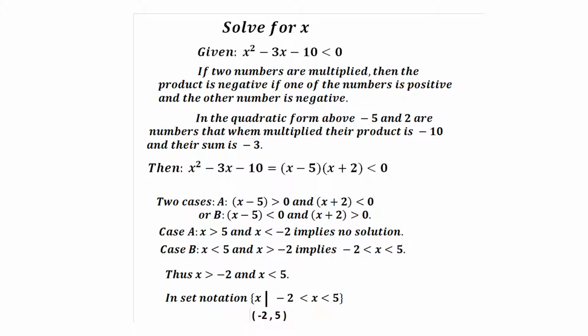Now, case B. Let's take x minus 5 less than 0, or x is less than 5, and x plus 2 greater than 0, or x is greater than -2. So x could be greater than -2, and at the same time x is less than 5. And that would imply -2 is less than x is less than 5. So in set notation, it's the set of x's such that -2 is less than x is less than 5, and in parentheses notation, it's all the numbers between -2 and 5, not including -2 and 5.